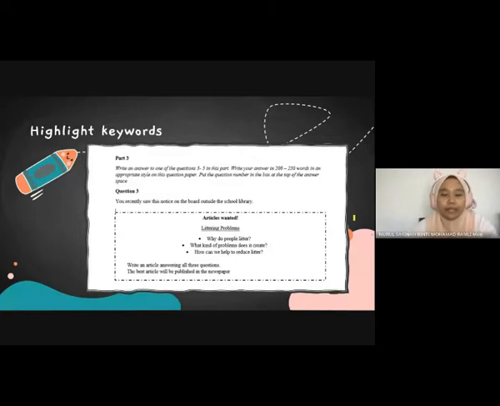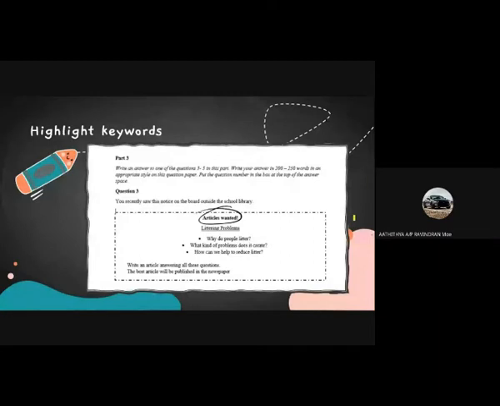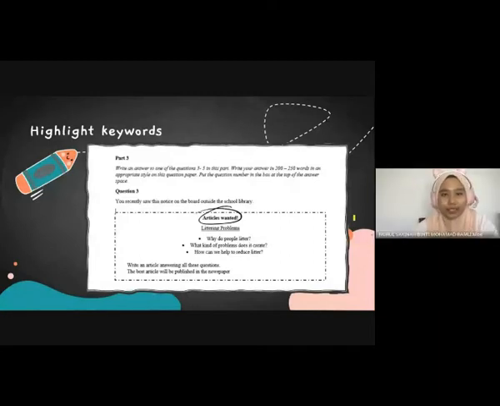So the first one, okay, this one, articles wanted. So what does this tell you? Dia bagi tahu you apa, articles wanted ni? That we need to do an article. Yes, okay, you need to do an article. It means that there is a certain format that you have to follow when you're writing an article, okay? Next. So you will not silap, nanti buat report pula kan. So you know that it is an article. Right. So this tells you the writing genre.